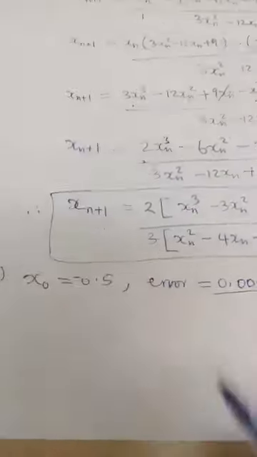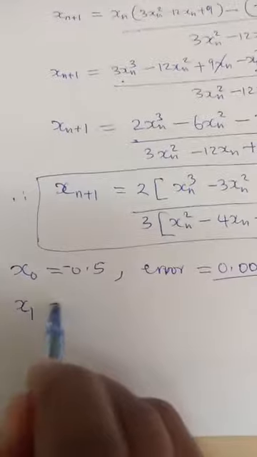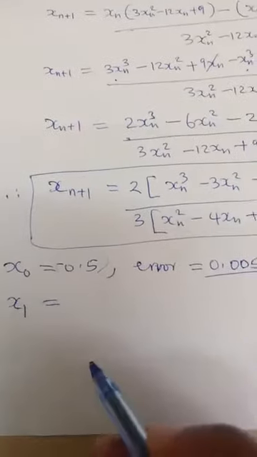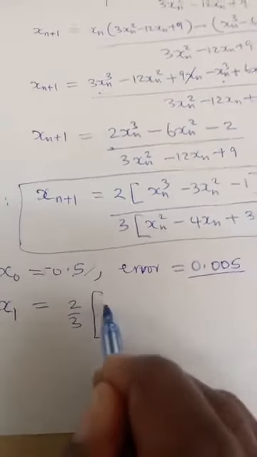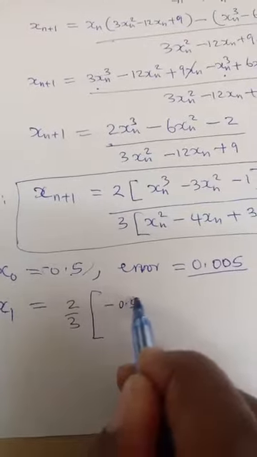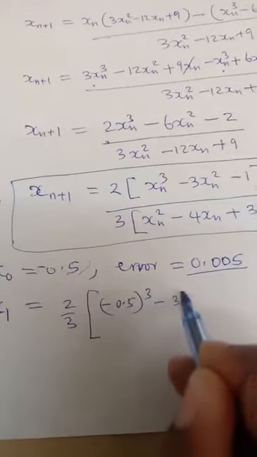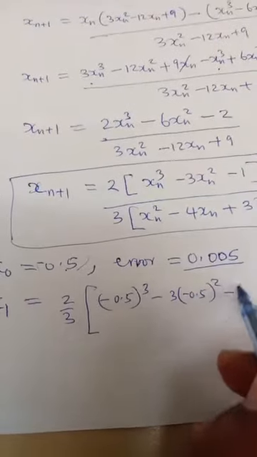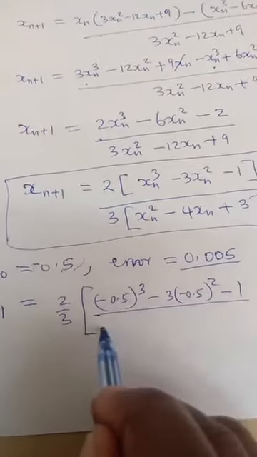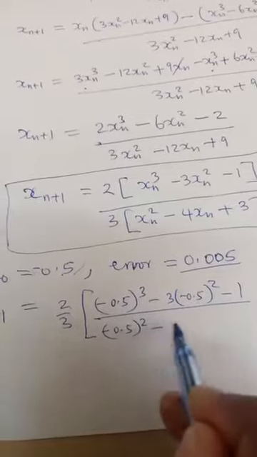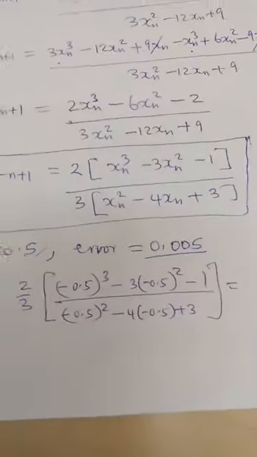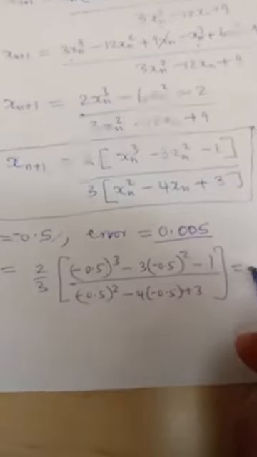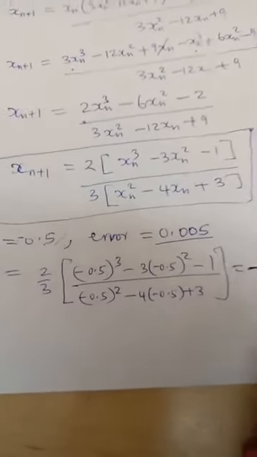So we will be substituting in there. To get our first approximation, where there is xn, we put this. So it will be 2 out of 3 into negative 0.5 cubed minus 3 into negative 0.5 squared minus 1 over negative 0.5 squared minus 4 into negative 0.5 plus 3. When this is computed with your calculator, it gives you negative 0.238.